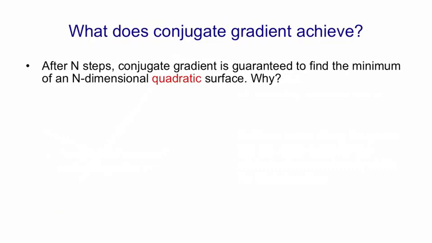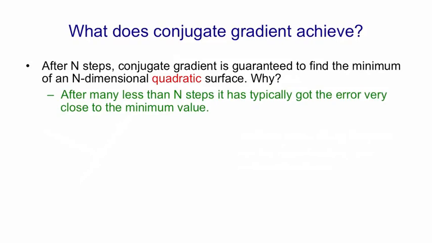What conjugate gradient achieves is that it gets to the global minimum of an n-dimensional quadratic surface in only n steps. It's very efficient. It does that because it manages to get the gradient to be 0 in n different directions. They're not orthogonal directions, but they are independent of one another, and so that's sufficient to be at the global minimum.